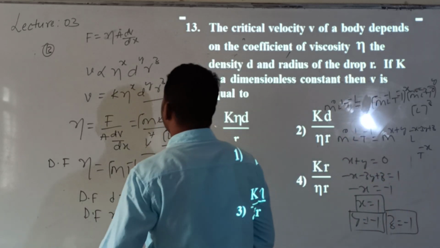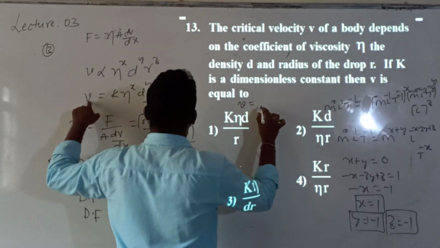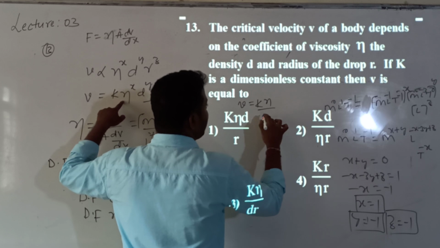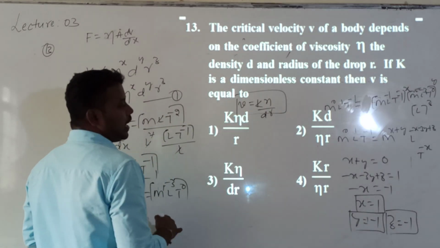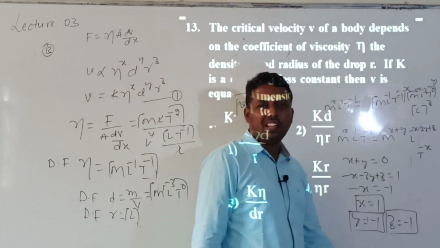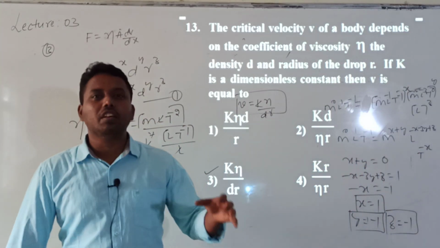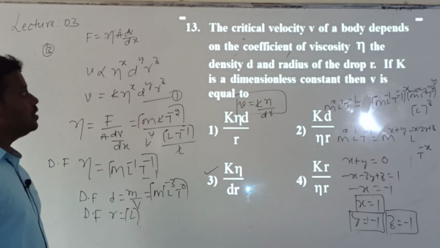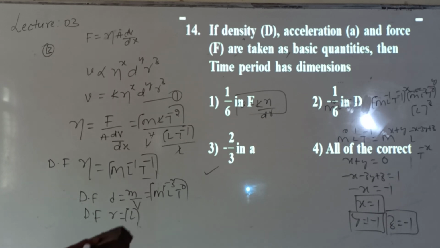Substituting the x, y, z values in equation 1, velocity is given by k into eta by d into r. This is the formula, v is equal to k eta divided by d r. Understood? Nothing more in this. So this is deriving the relation between physical quantities concerned with a physical phenomenon. This is question number 13. Next, question number 14.